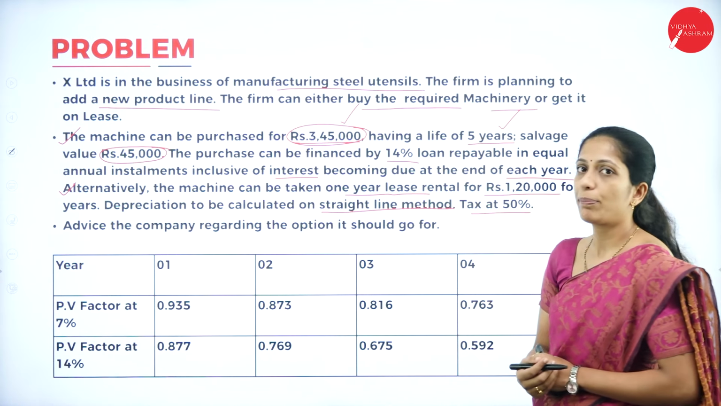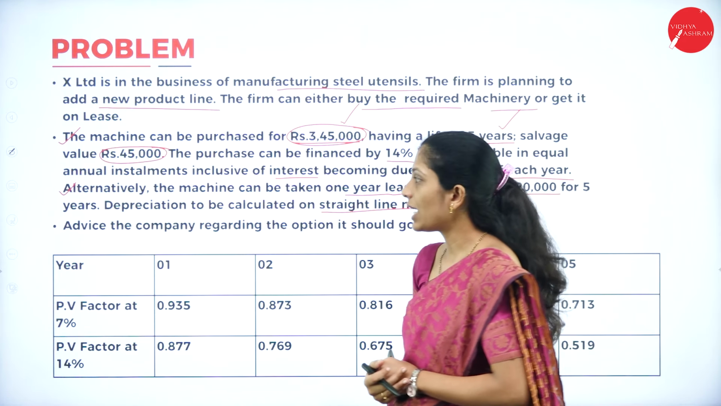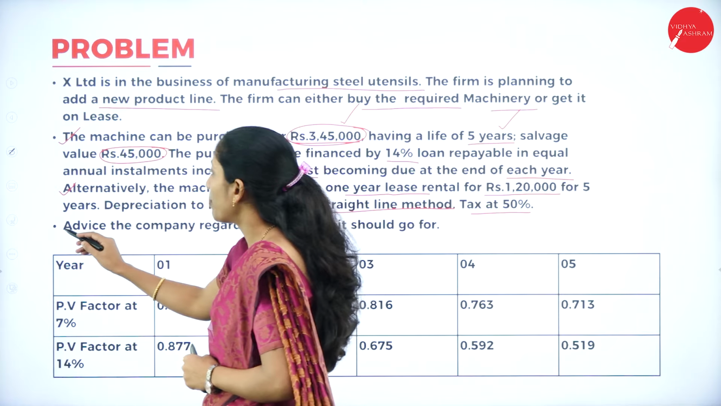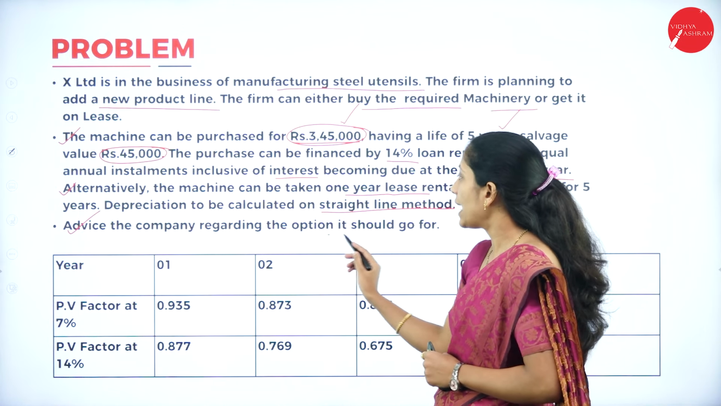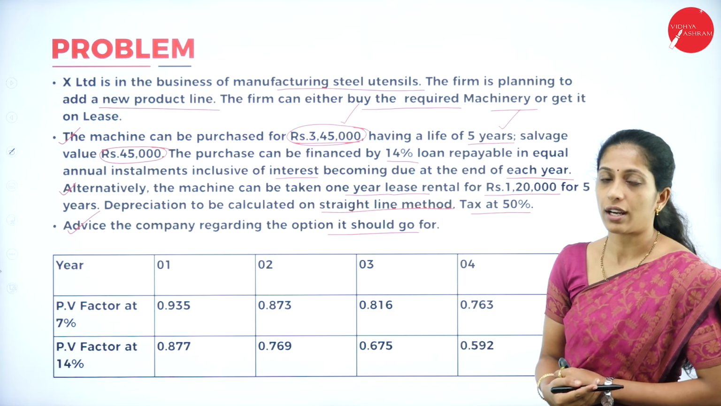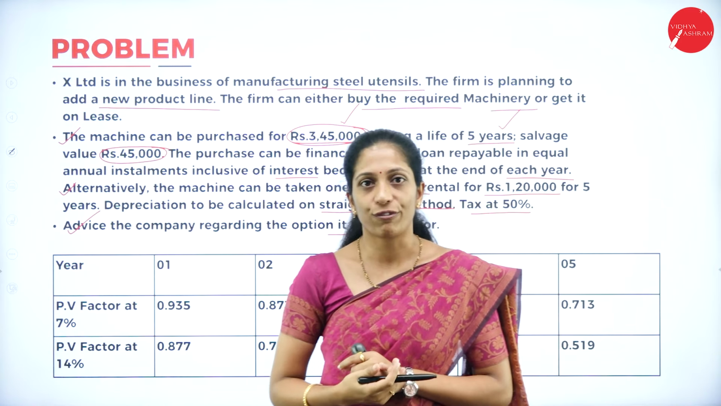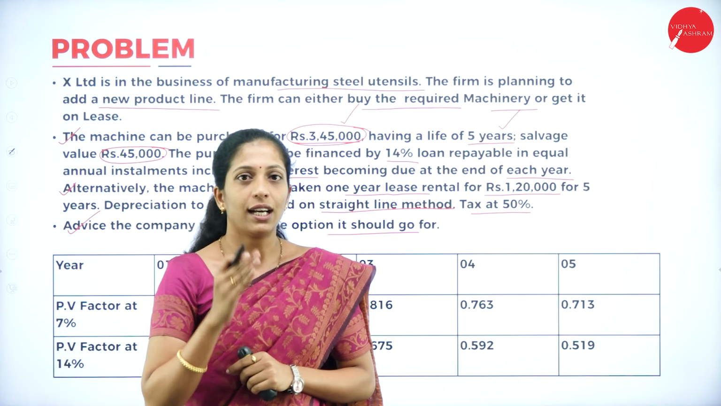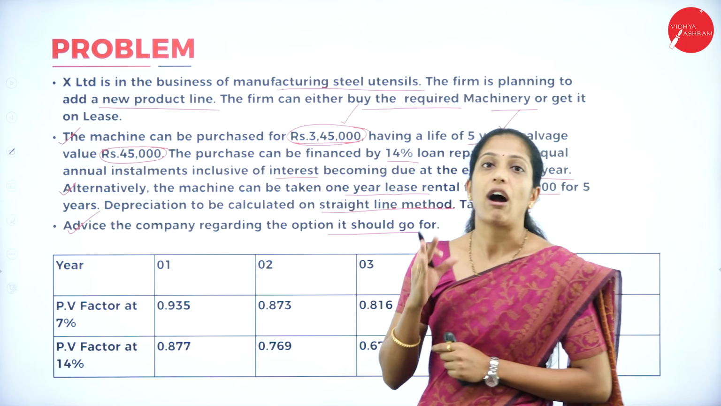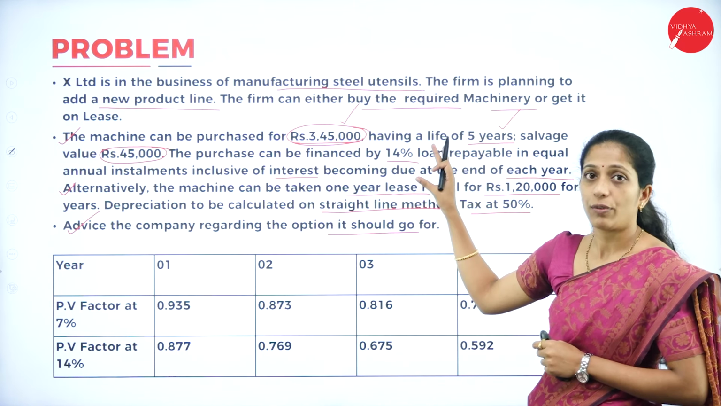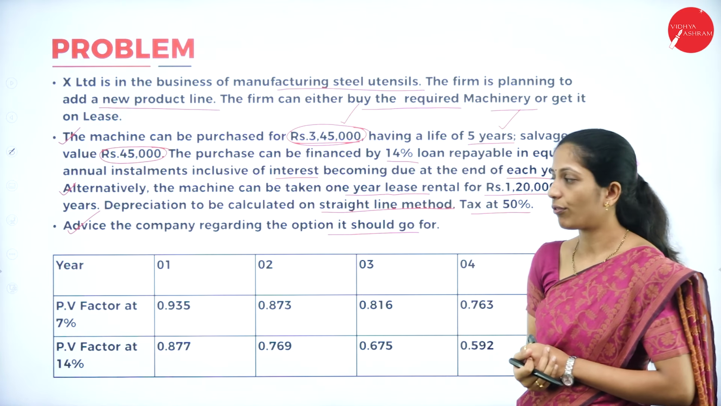Tax at 50% and the rate of tax is levied is 50%. Advise the company. Now, it is our duty to advise the company regarding the option it should go for. That is, there are two options: one is to buy, and the other is to go for lease financing. So here we have to advise, based on the total cost of outflow, whether it is better to purchase an asset or go for lease financing.